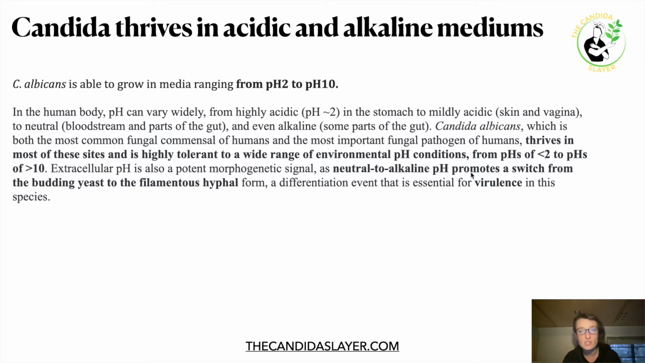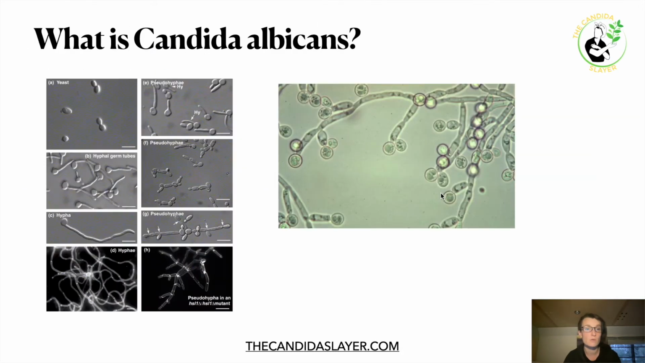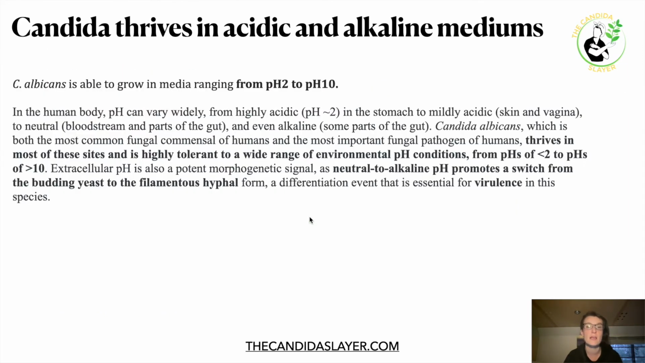Neutral to alkaline pH promotes a switch from the budding yeast to the filamentous hyphal form, a differentiation event that is essential for virulence in this species. So what we saw right before, when it transformed into pseudo hyphae and hyphae, that's when it becomes dangerous, that's when it becomes virulent. As it says here, it becomes hyphae in a neutral to alkaline environment. So this shows, to the people who say you should get your gut alkaline to get rid of Candida: no, it's the opposite. If you get your gut alkaline, it will transform into its most virulent form.